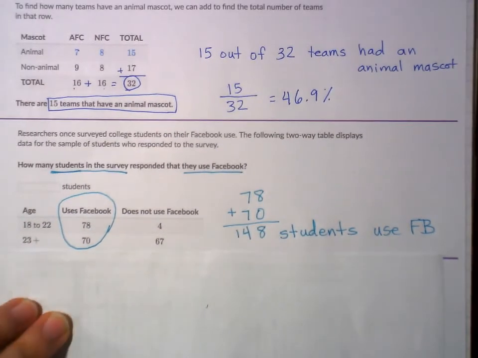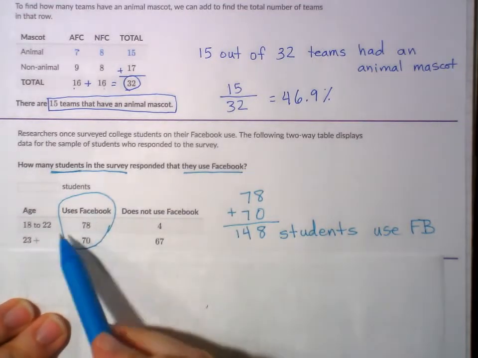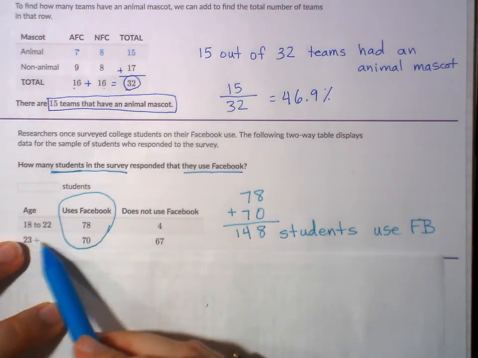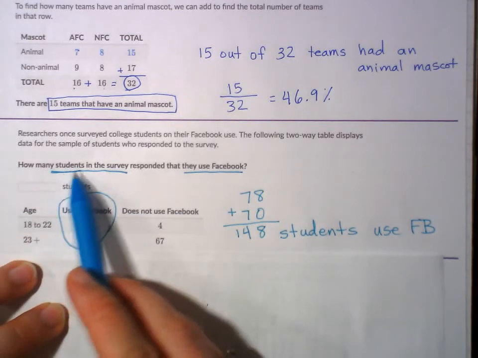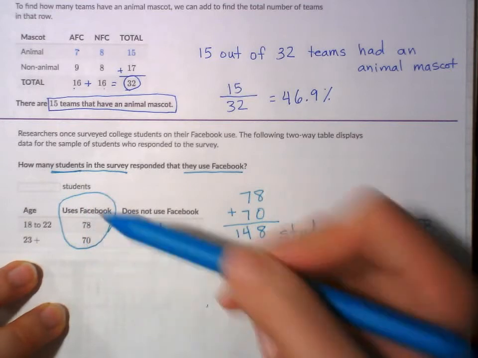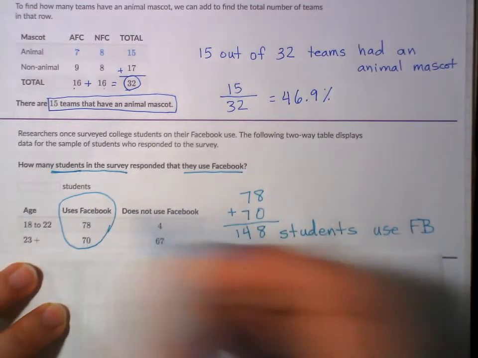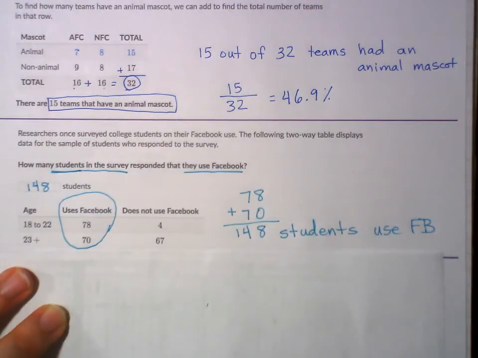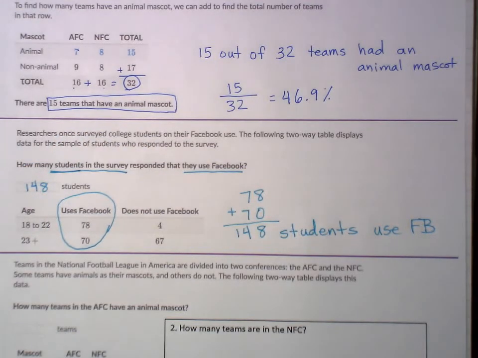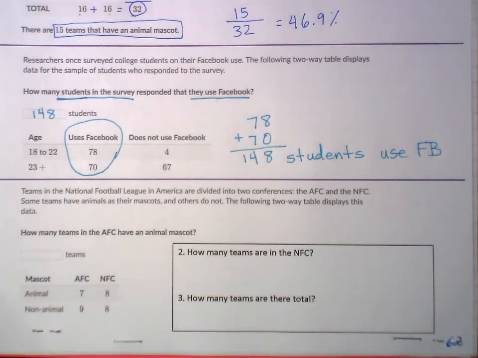If it said how many students ages 23 plus use Facebook, then you would have to go 23 age plus use Facebook, and it would just be 70. But they didn't give us an age limit. So we're just looking at uses Facebook, and they want to know the total, which is 148 students. Okay? Let's do the next one.